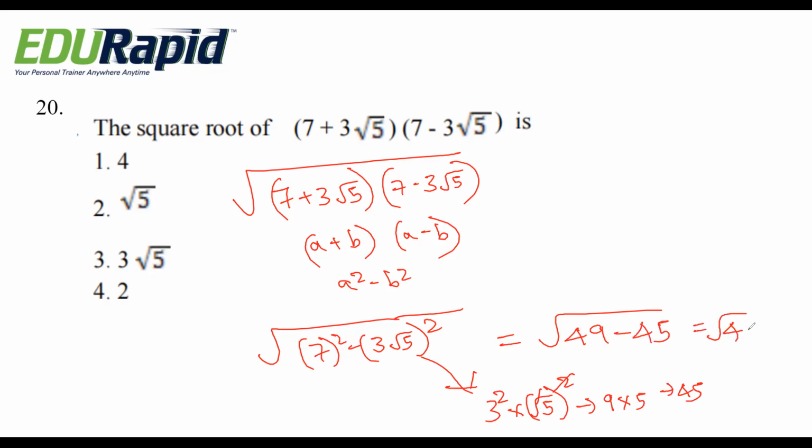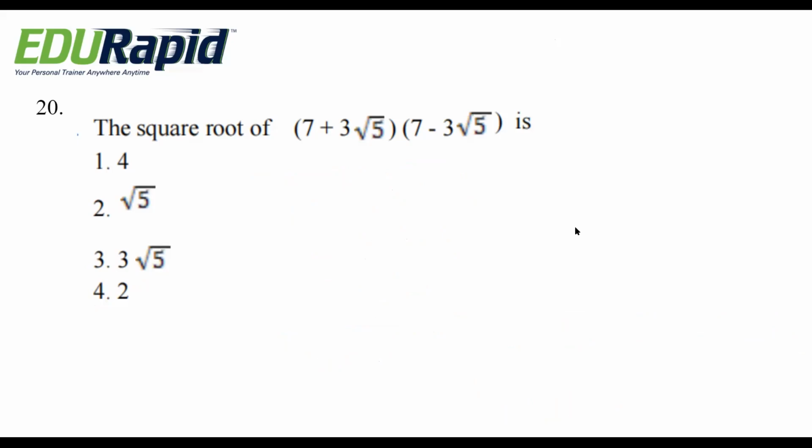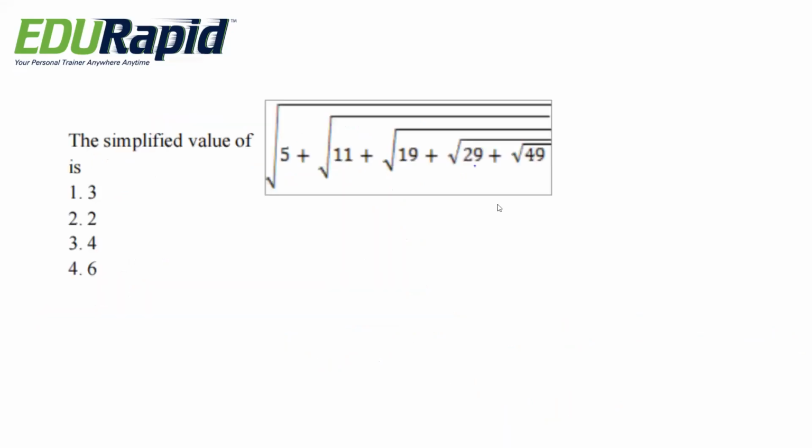So 49 minus 45 is 4, and square root of 4 is 2. So 2 is the right answer. That is option 4. Here it is the form of the a square minus b square formula, a plus b into a minus b. You just have to simplify, that's all. Option 4, 2 is the right answer.